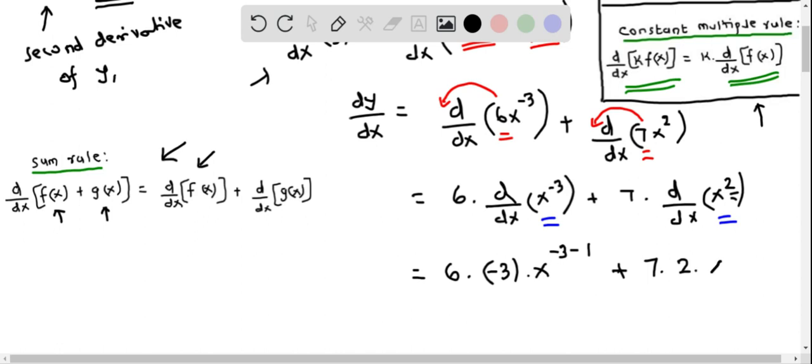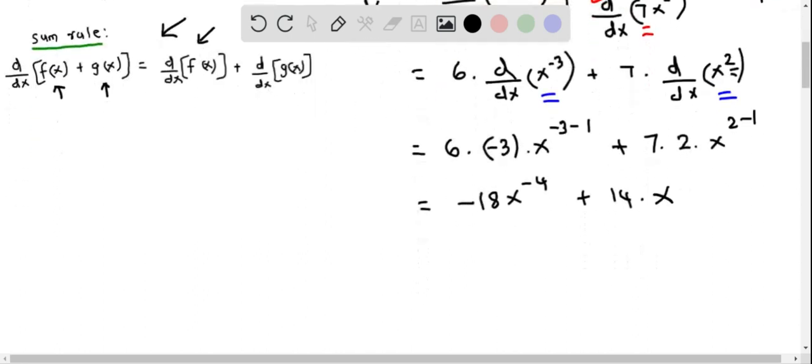I put the 2 in front and then I reduce the power by 1. So therefore, I write down this as x raised to the power of 2 minus 1. So we can simplify this. 6 times negative 3 is negative 18, and x raised to the power of minus 3 minus 1 is negative 4, plus 7 times 2 is 14, and this is x raised to the power of 2 minus 1, which is 1. So x power 1 is x. So we can simply write down this as 14x. So this is the first derivative of the function y.